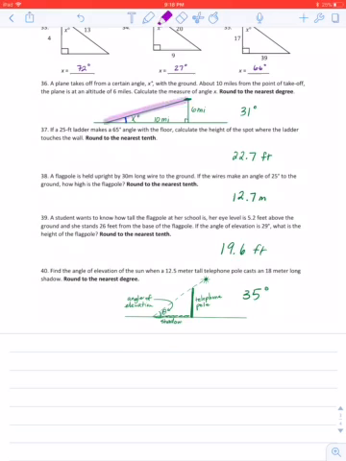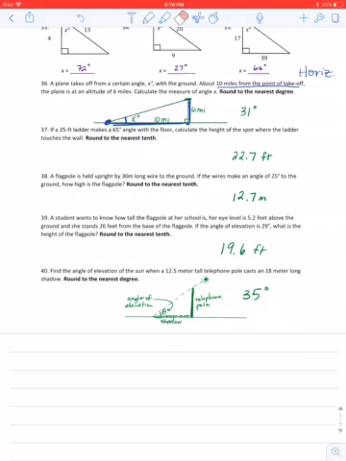So about 10 miles from the point of takeoff. So this is my point of takeoff here. And when I say 10 miles from the point of takeoff, I actually mean the horizontal distance. That's the part that's not super clear. So that's going to be here on the bottom, the 10. At that point on the ground, the plane is at an altitude, so a height of 6 miles. Calculate the measure of angle x.